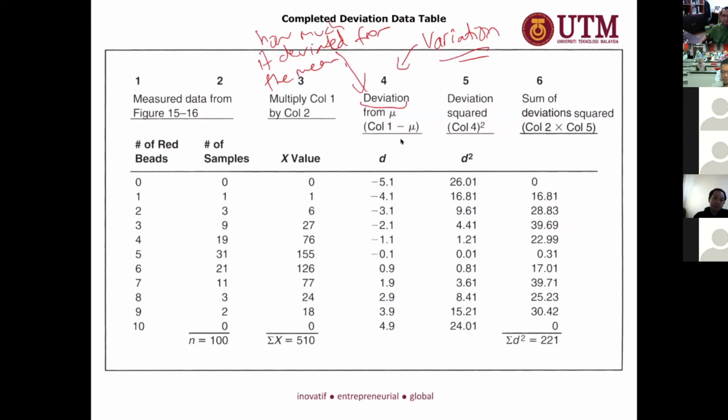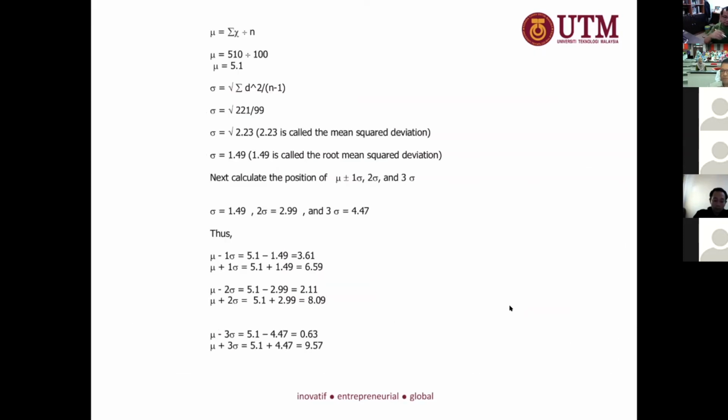And then after we have the deviation, we square the deviation like this. And then we multiply the squared deviation with the number of samples. How many samples we have? We multiply this, we got this. So this, we call it sum of deviation squared. Deviation squared is this. Number of samples multiplied by deviation squared. We got the answer here. Then we sum all these deviation squared, which gives us this one. And this will tell us the standard deviation. Like this. This is the formula.